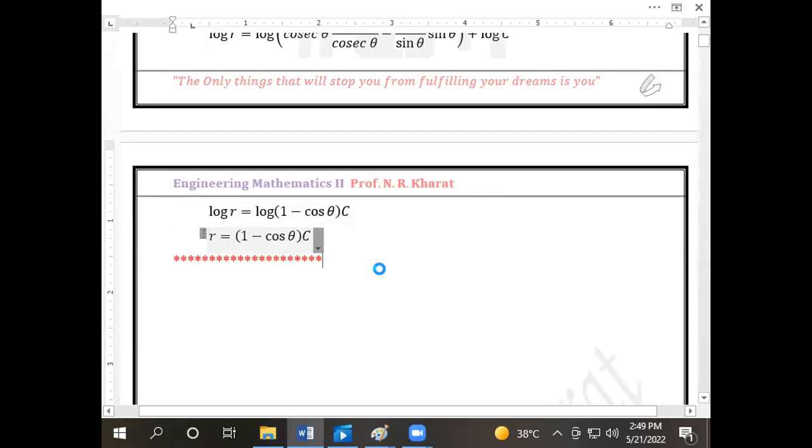It is the solution for the differential equation, which is the solution of your orthogonal trajectories equation.